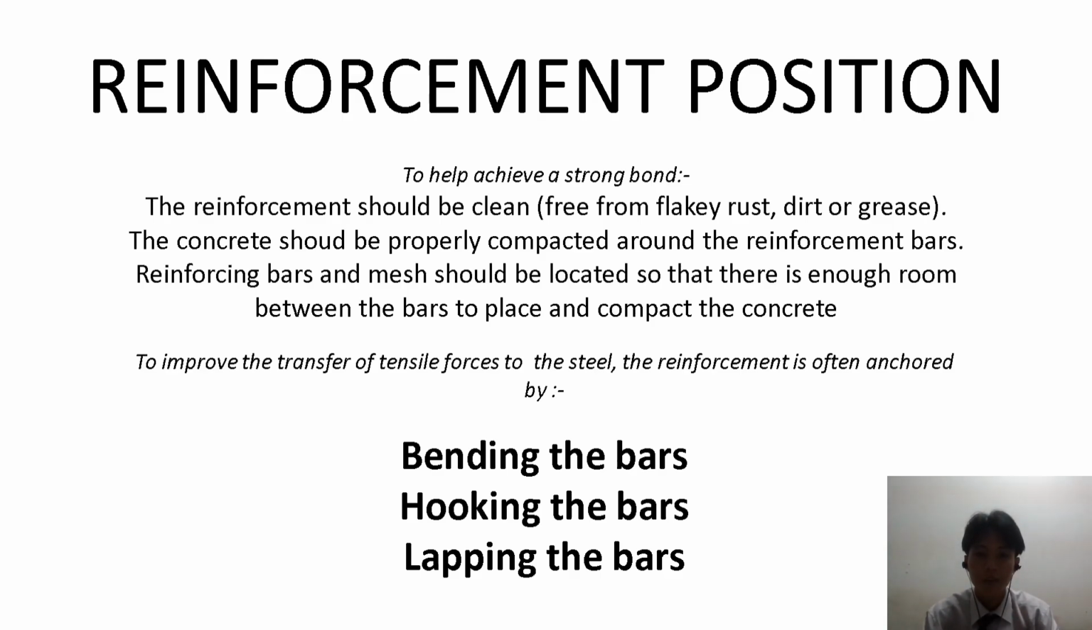Reinforcement position. To help achieve a strong bond, the reinforcement should be clean, free from flaky rust, dirt, or grease. The concrete should be properly compacted around the reinforcement bars. Reinforcing bars and mesh should be located so that there is enough room between the bars to place and compact the concrete. To improve the transfer of tensile forces to the steel, the reinforcement is often anchored by bending the bars, hooking the bars, and lapping the bars.